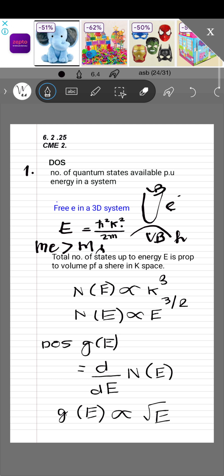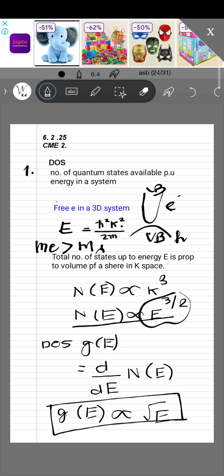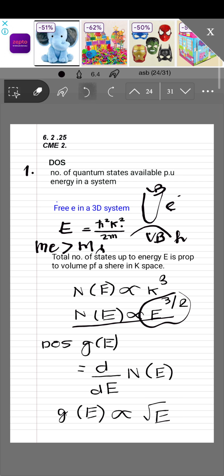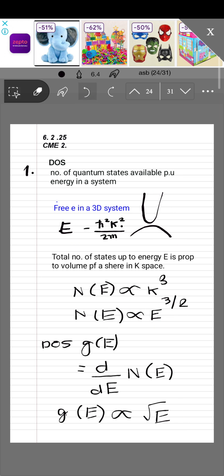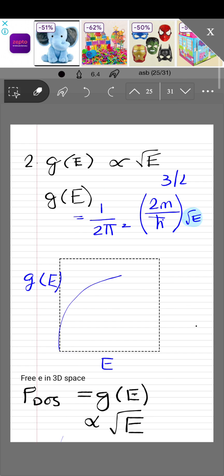Now, if we express N, the number of states up to energy E, in terms of k, and then in terms of E, it gives us this value. If we differentiate this with respect to E, we find that the density of states, g(E) equals dN by dE, is proportional to root over E. That means it has a parabolic nature. Plotting the density of states versus E according to this relationship, we get the following plot.